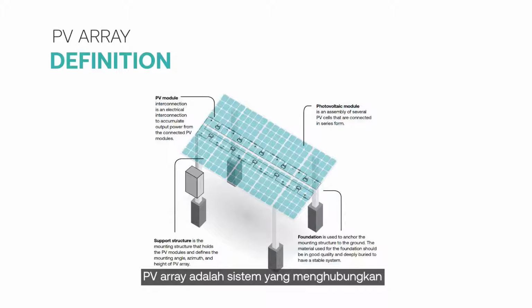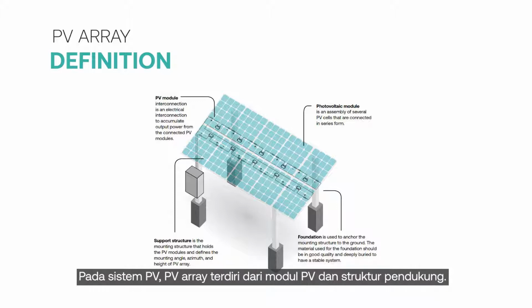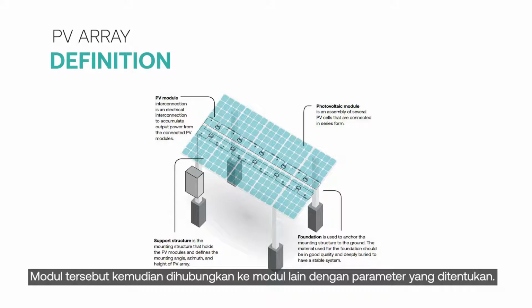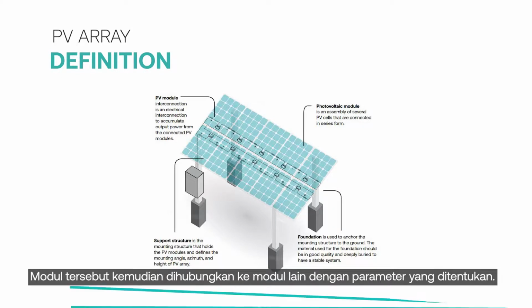A PV array is an interconnected system of several PV strings with specific capacity. In a PV system, the PV array consists of PV modules and their support structure. The PV module is installed on the support structure with a previously designed and specified tilt and orientation. The module then is interconnected to other modules with specified parameters.